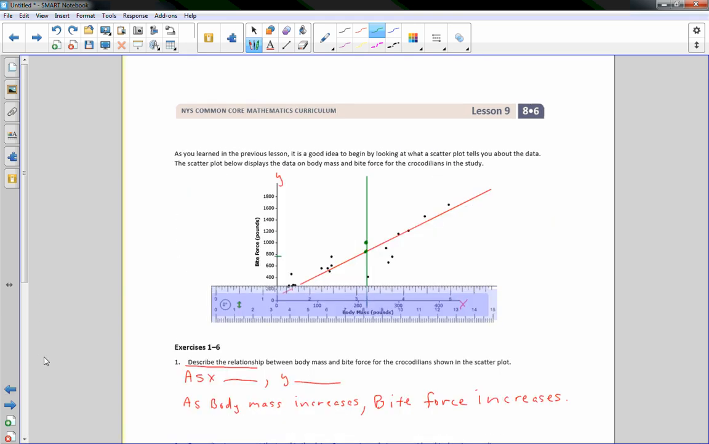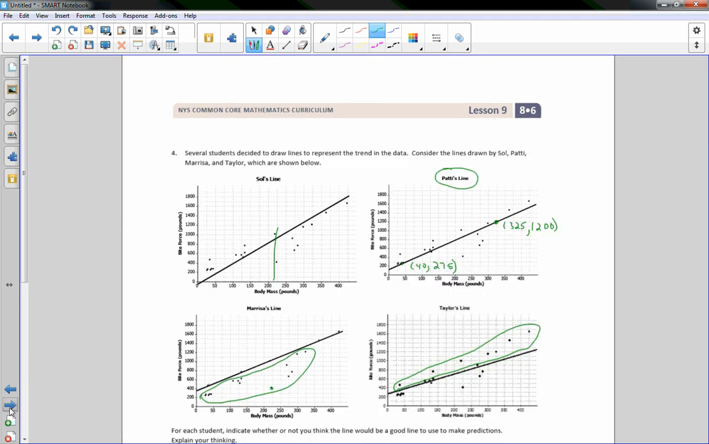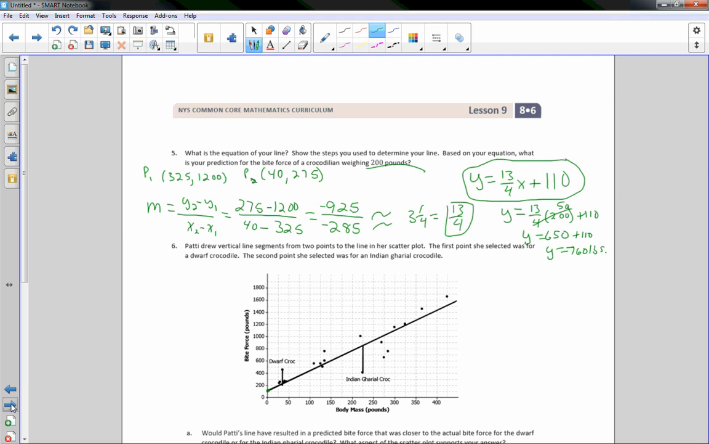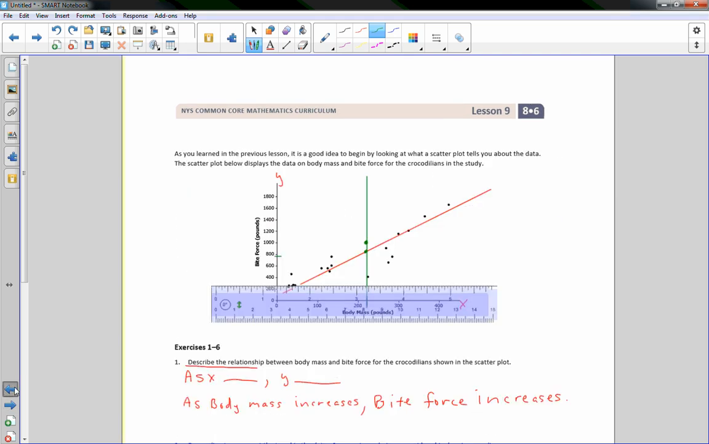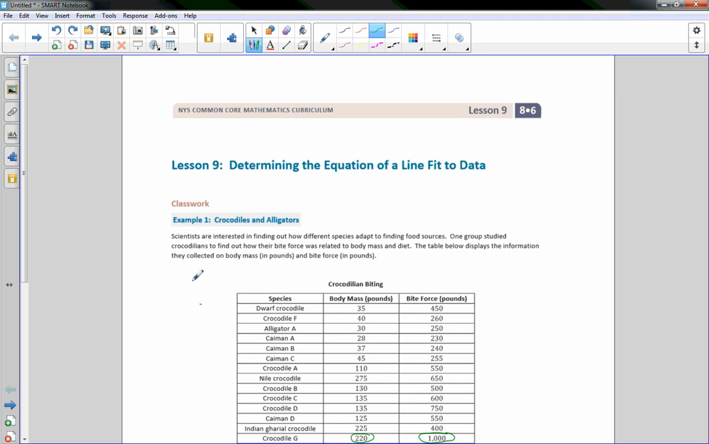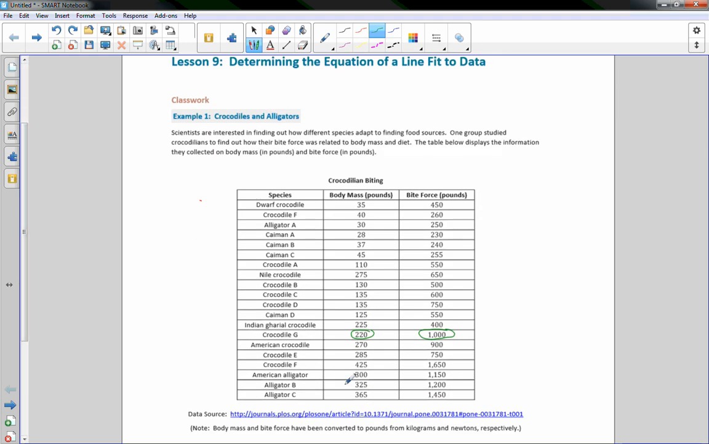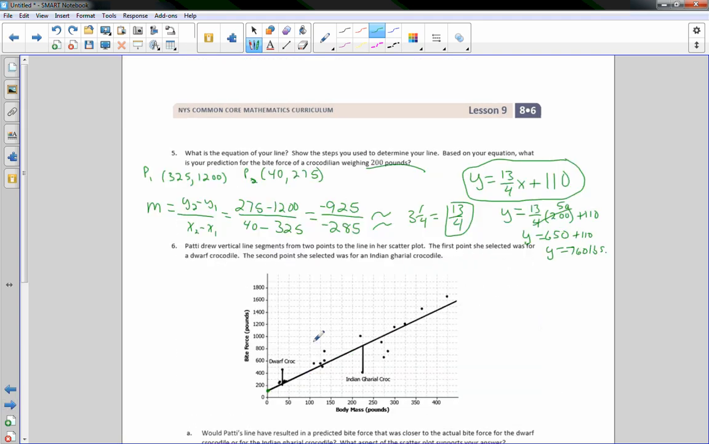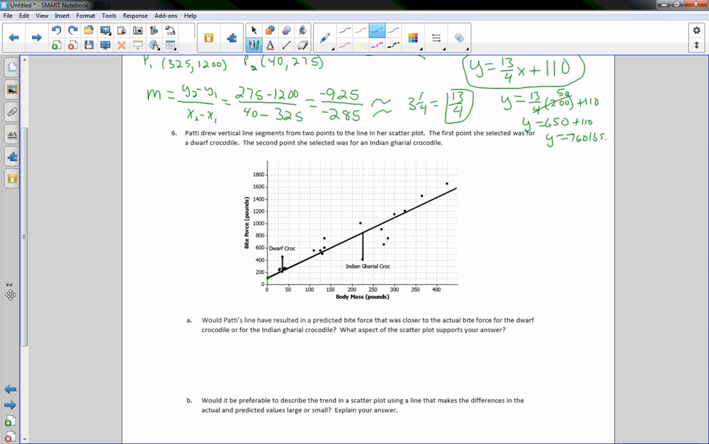760 pounds for a 200-pound crocodilian. So if I go back, a 200-pound crocodilian, and I came up with a 760-pound bite force. So we're looking for 200, 760. Go back to the beginning. Find a 200-pound crocodilian. And there aren't any 200-pounders, but the closest one is 220. And it was a 1,000-pound bite force. And my approximation was 760. So my estimate is a little low, but it's fairly close.